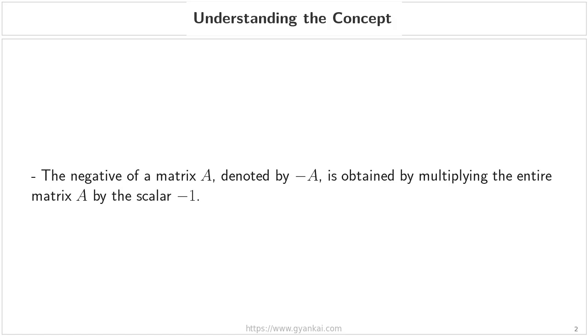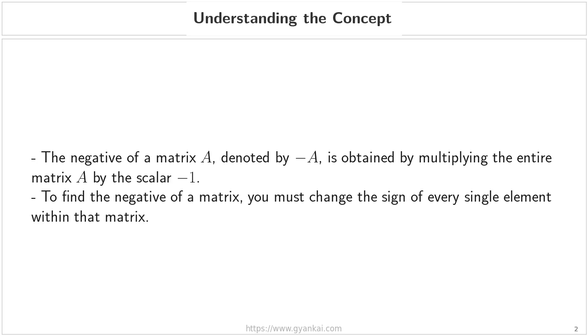Understanding the concept. Now that we have introduced the concept of the additive inverse in the previous slide, let us dive deeper into how we actually determine the negative of a matrix. First, it is important to understand that the negative of a matrix A, which we denote as minus A, is obtained by multiplying the entire matrix A by the scalar -1.